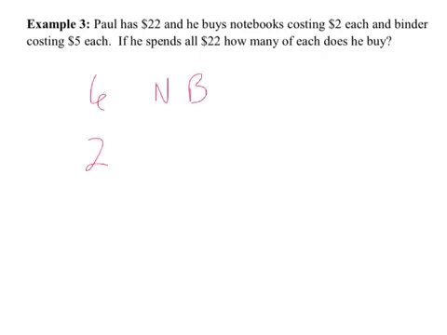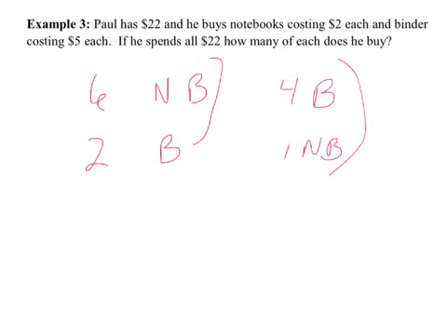6 notebooks, 2 binders. I agree, because binders are $5 each and notebooks are $2 each. That gives $22 total. That's one possible solution. Another, Natalie. 4 binders and 1 notebook.